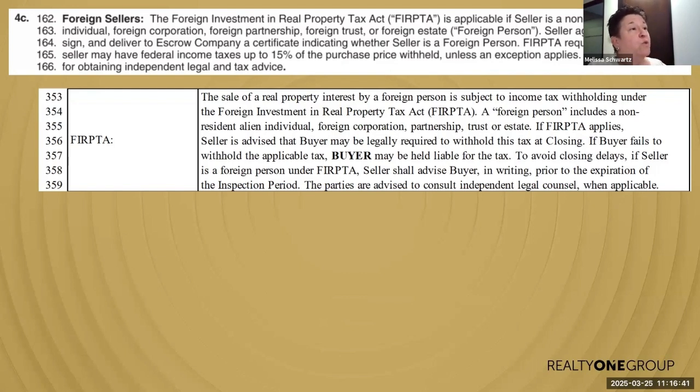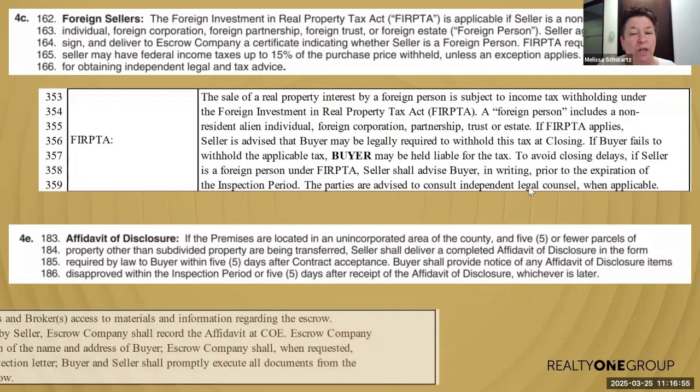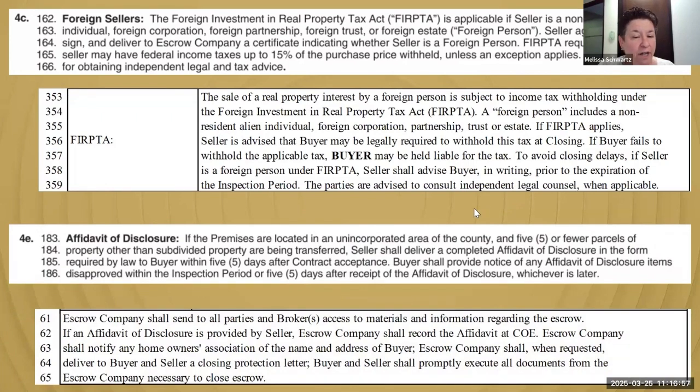Right. So the question is whether any of our Canadian folks that are here for their 6 months are going to say, no, I'm not doing that, and decide they want to sell in the next 60 days. It'll be interesting. We'll see. But affidavit of disclosure, if the premises are located in an unincorporated area, I had that earlier. Escrow company shall deliver to all parties.